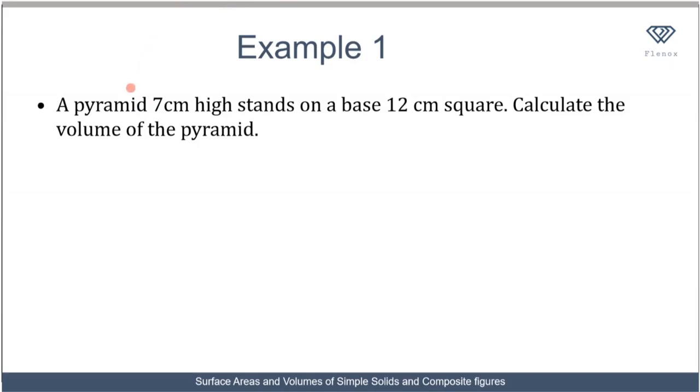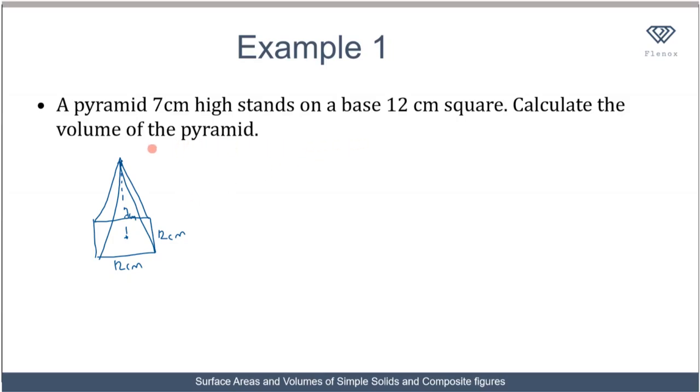In this first question, we're told that a pyramid 7 centimeters high stands on a base of 12 centimeter square. Calculate the volume of the pyramid. The first thing we want to do is sketch out a pyramid. So we have a square base like this, and the square base is 12 cm. So the length of the base is 12 cm by 12 cm, and this is our pyramid. Now the height of the pyramid is 7 cm. So the height from the apex, or the top, to the floor of the pyramid is 7 cm.